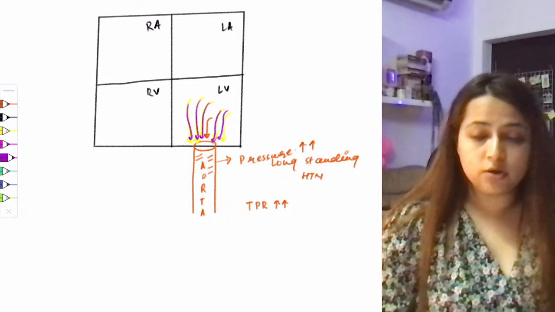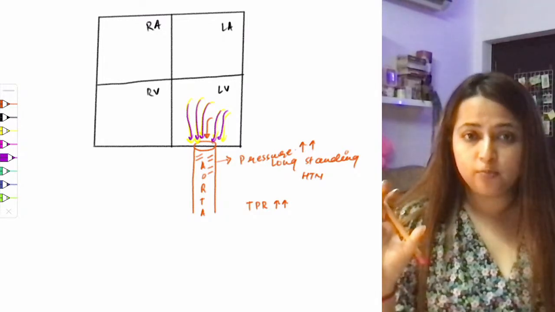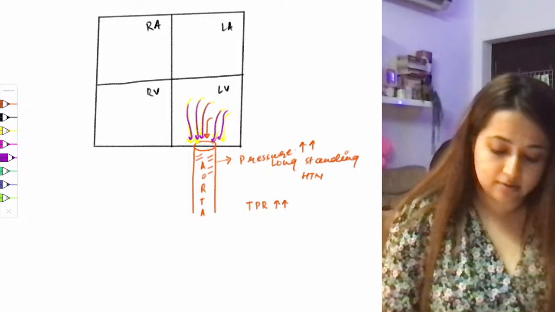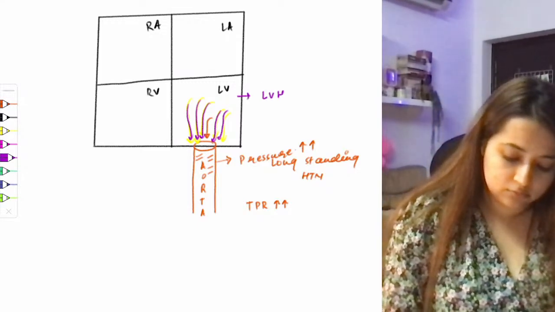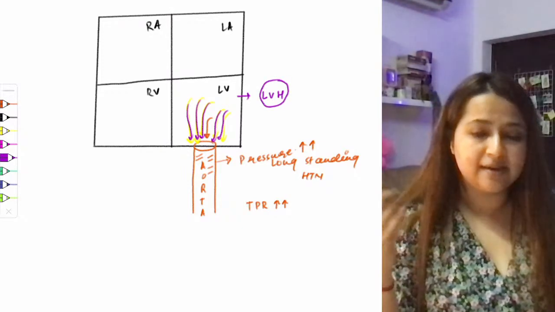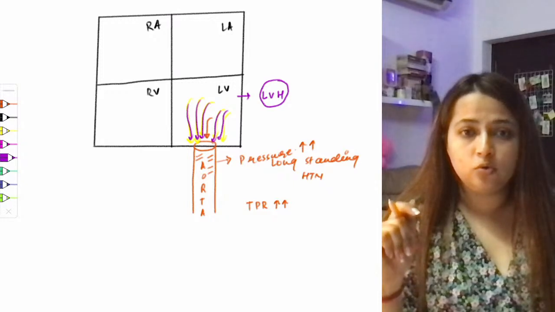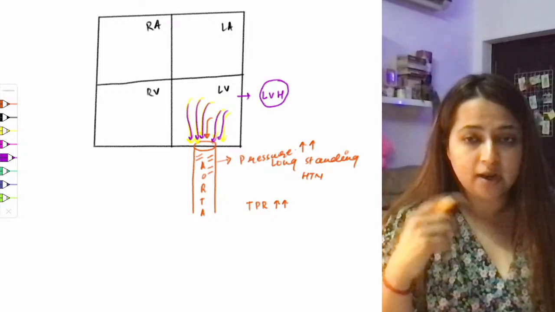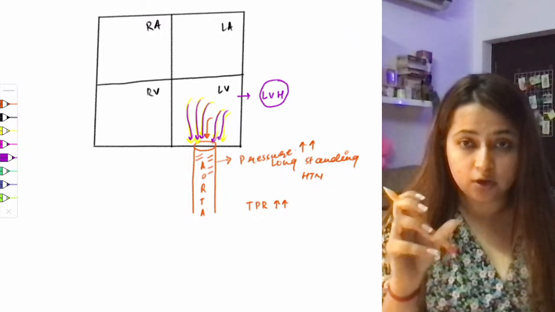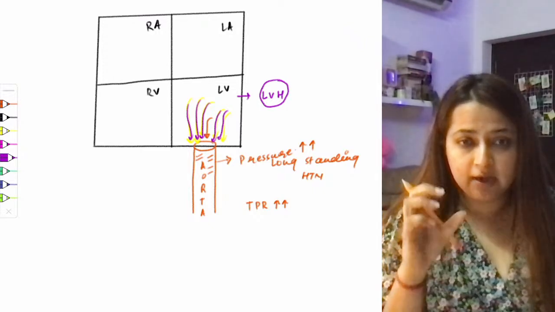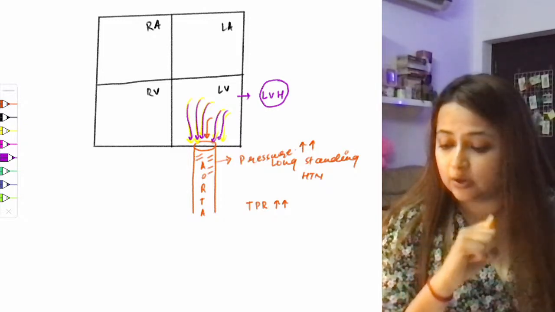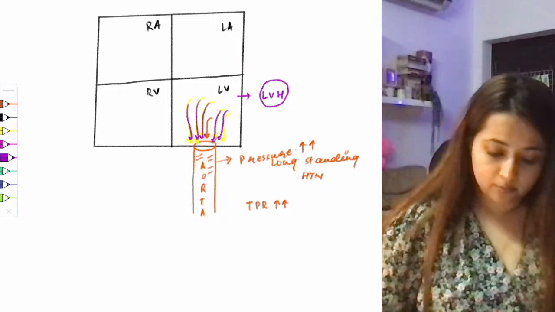And if this continues for long, there is going to be an adaptive change, that is left ventricular hypertrophy. So whenever you talk about a chronic long-standing hypertension case, you always suspect left ventricular hypertrophy. This is the reason why: the left ventricle has to exert a lot of force in order to pump the blood into the aorta, because the resistance in the aorta is very high. Moving on.